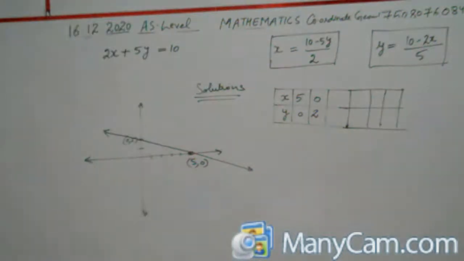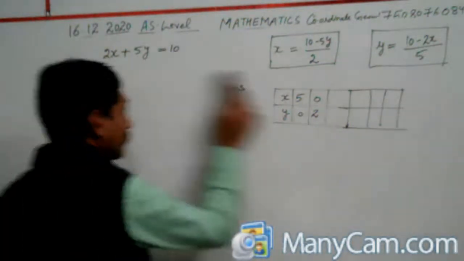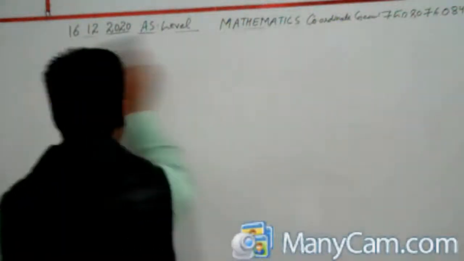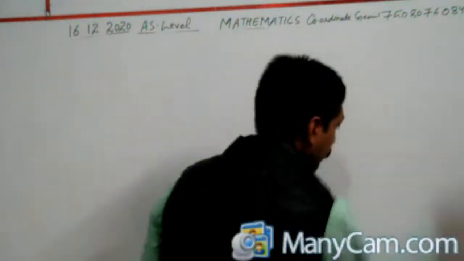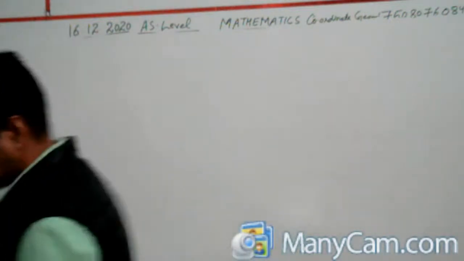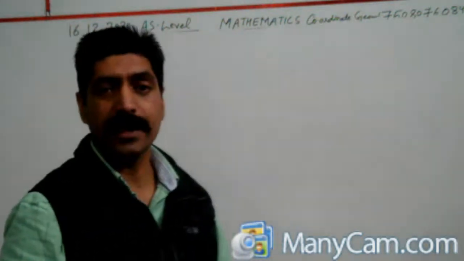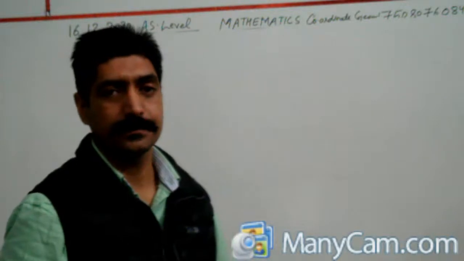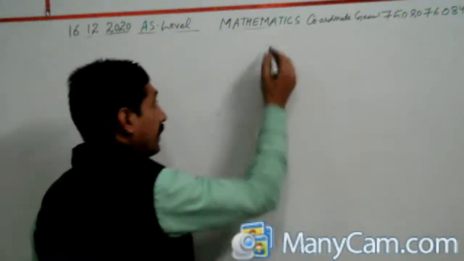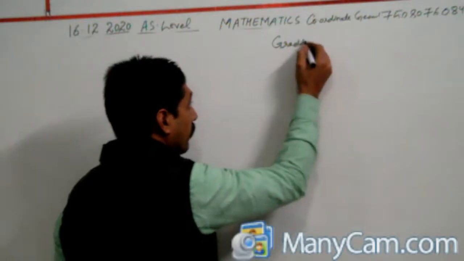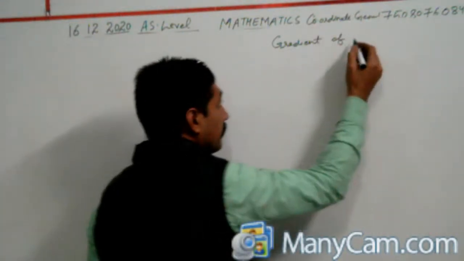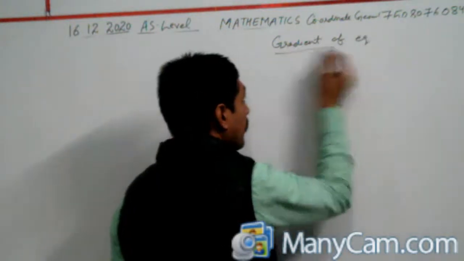Second question is: calculate the gradient of the following pair given. For the following pair, now the second question that we discuss here. In the exercise they have asked us to compare the gradient of the equations, right? So we have been given the pair of equations.